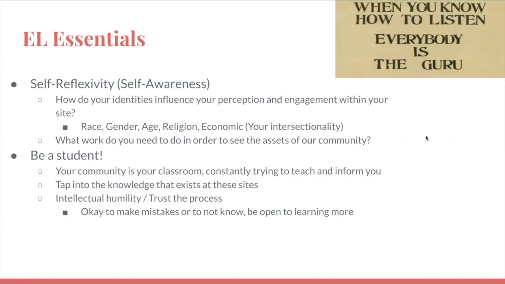And this interrogation can take some weird turns when you're doing that inner searching, but anchor yourself by examining how your own identities may play a role in all of this. How does your position within society influence your perception of your engaged learning site? What can you learn about yourself and your engaged learning experience when you factor in your racial, cultural, socioeconomic, and gender identities?